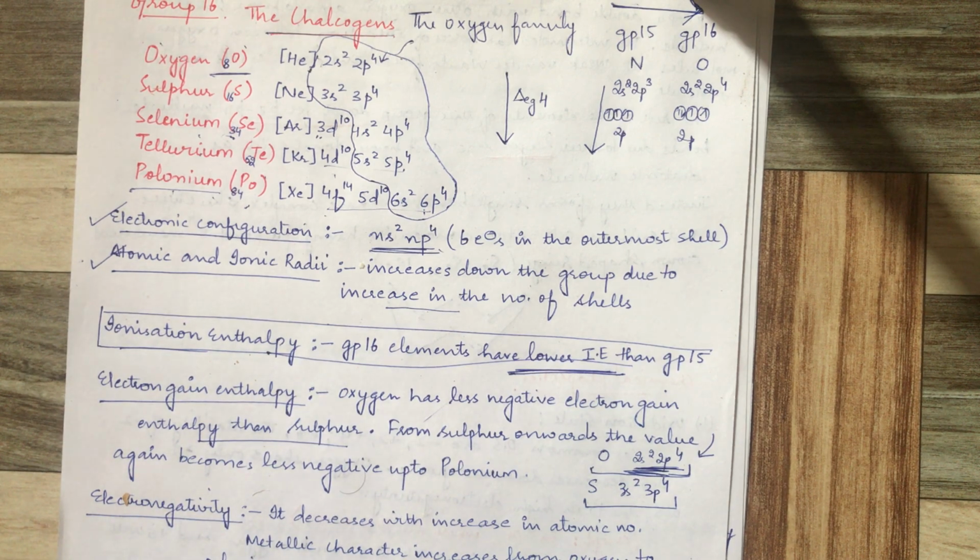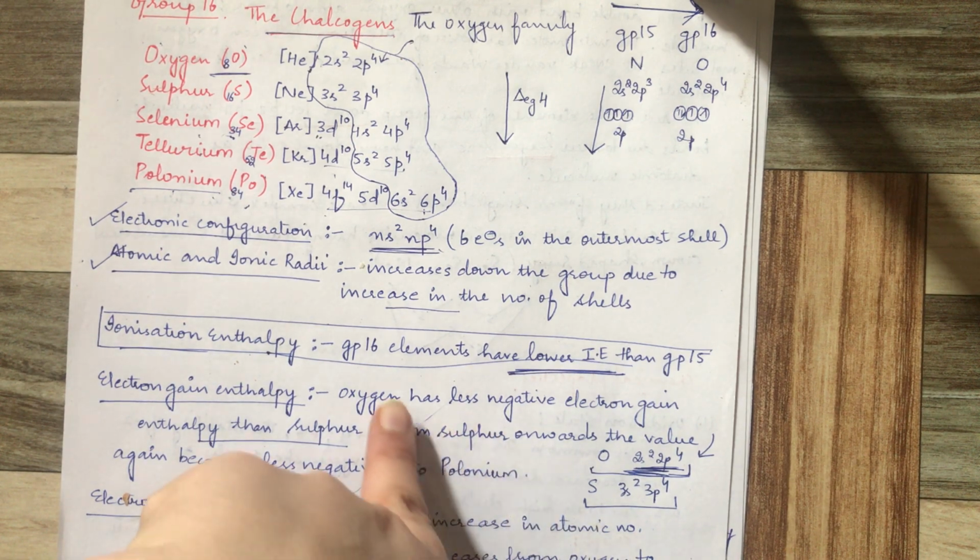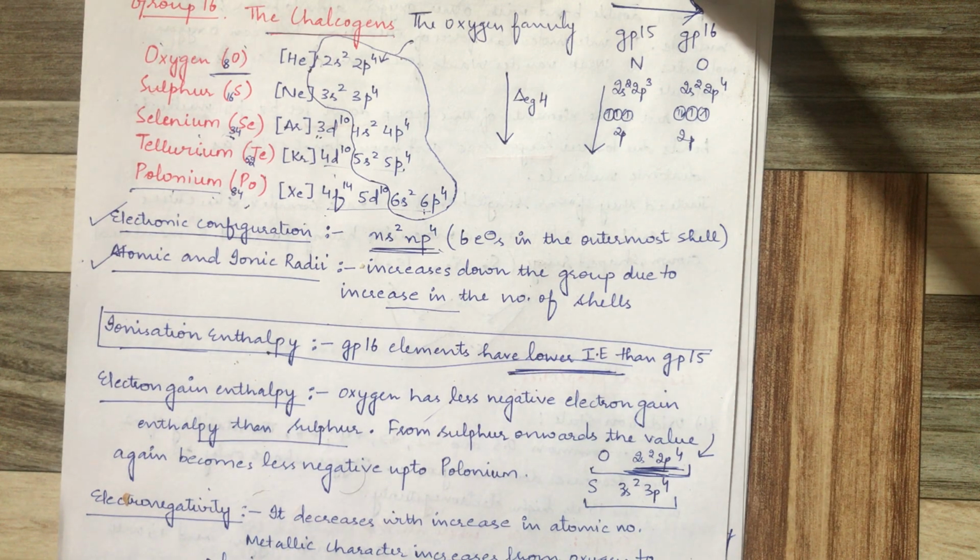The electrons are already congested in that oxygen atom. So if a new member comes into their family, that will also experience force of repulsion. This is the case, the electron has to be gained with difficulty. Some amount of energy has to be provided to oxygen so that it can gain that electron. Hence oxygen has less negative electron gain enthalpy than sulfur. So I hope you have understood. So they are both exceptions.